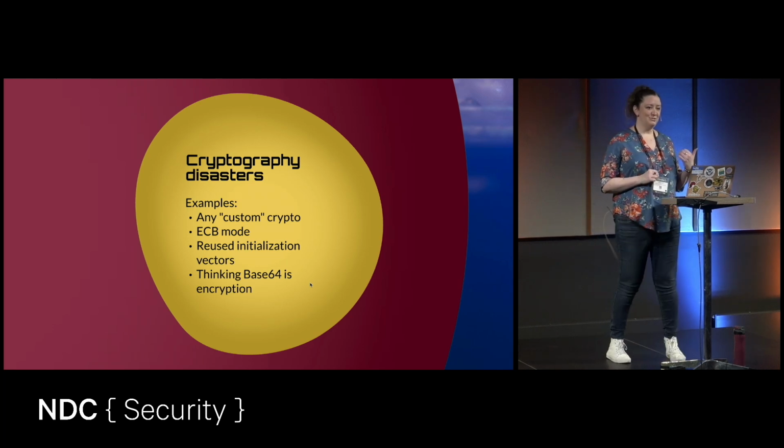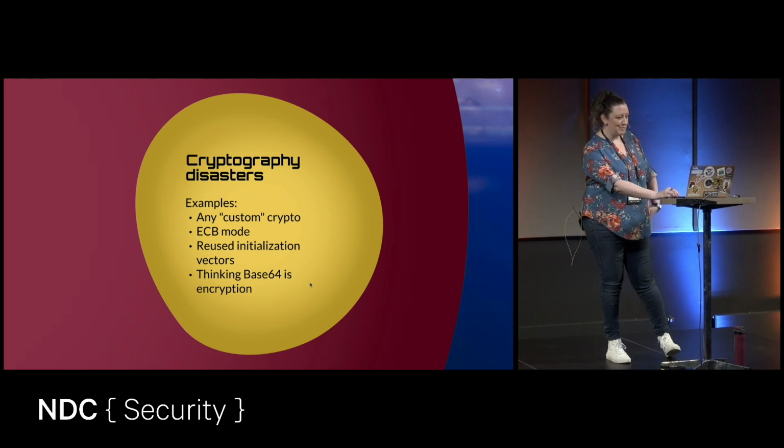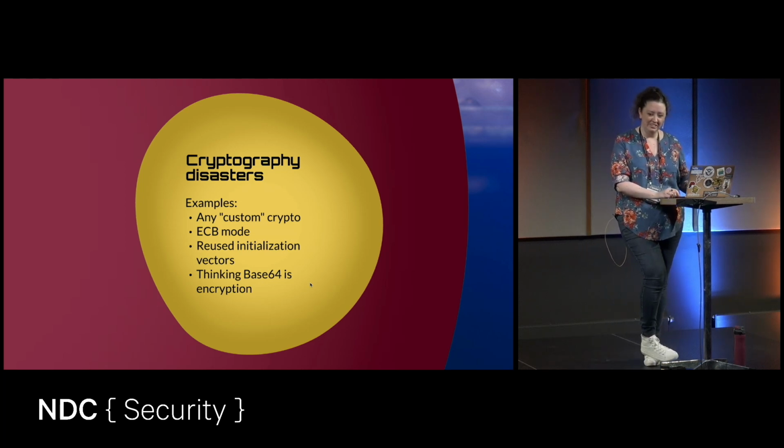And then this last one is my favorite. And when we get to threat modeling, I'll tell you how I discovered this. But yes, base 64 as encryption. I will tell you the rest of that story when we get to the slide about threat modeling. But that would be an example of a cryptography disaster. But he told me it was encrypted.